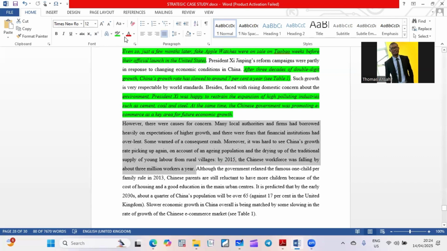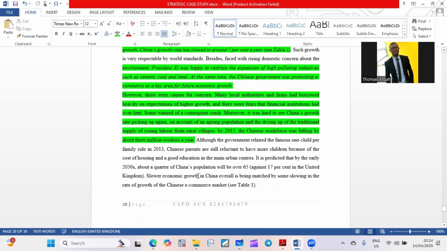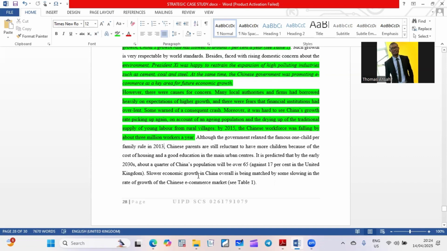All right. Although the government relaxed the famous one-child-per-family rule in 2013, do you remember it? Maybe you were young. It came to a time they said that in China, everybody must give birth to only one child. About 10 years ago, it happened. That is why Trump attributes COVID-19 to China, because they feel like we need to control the population. So it was for them, but it broke out to the whole world.